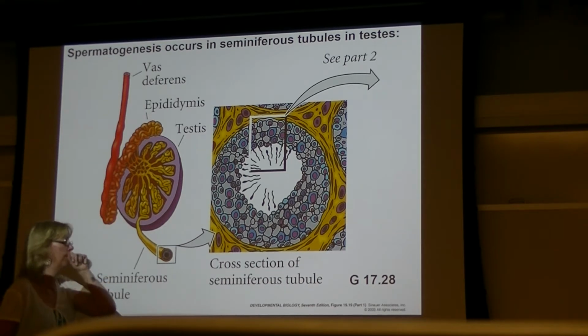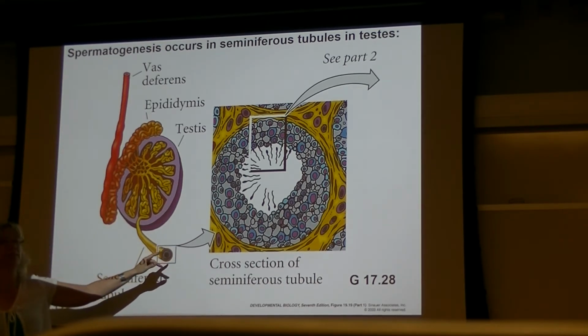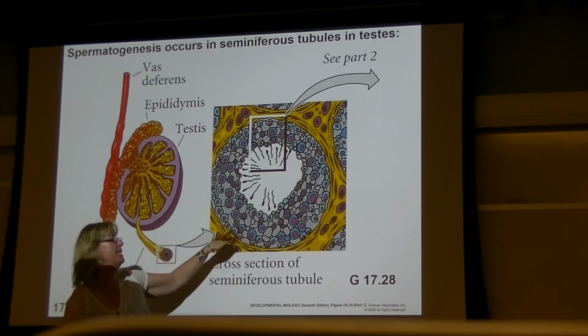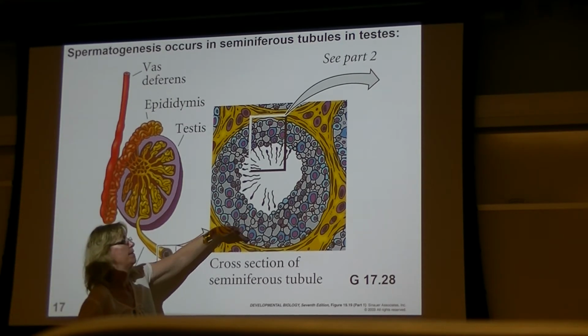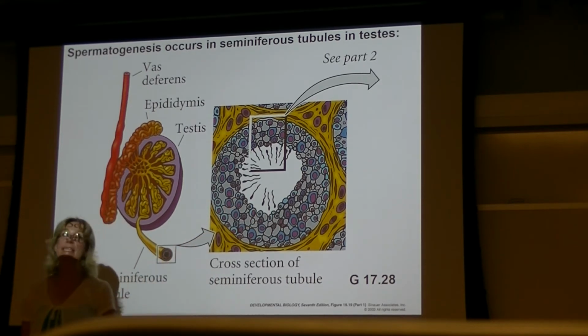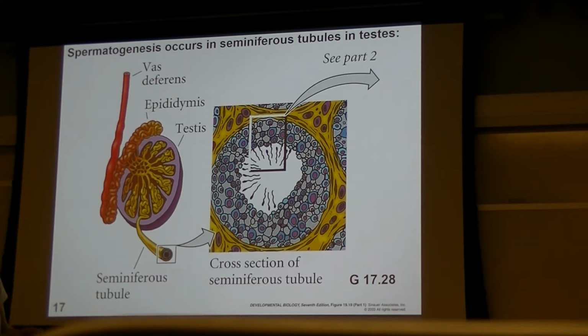Then looking at a cross-section for one of the tubules, we see this sort of arrangement where there's cells all along the periphery of the tubule, but the interior is a lumen. And so these sperm are being made in spermatogenesis close to the wall of the tubule, and then the mature sperm are released into the center lumen, and then all these tubules feed back together, and the sperm are collected in the epididymis.